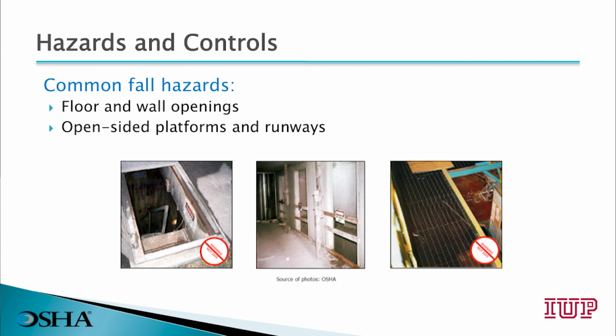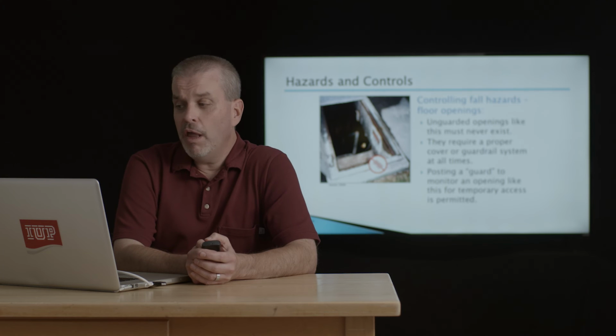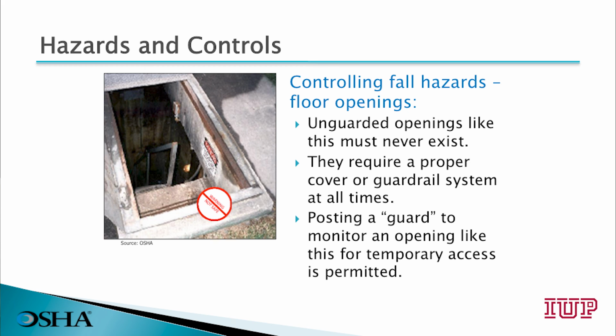Common fall hazards include floor and wall openings and open-sided platforms and runways. Controlling fall hazards associated with floor openings. As you can see in this photograph, unguarded openings like this must never exist in your workplace. They require a proper cover or a guardrail system at all times. Posting a guard to monitor an opening like this for temporary access is permitted, but is not a permanent solution.